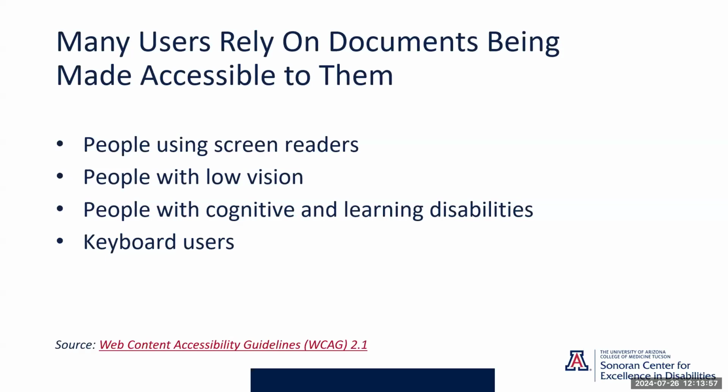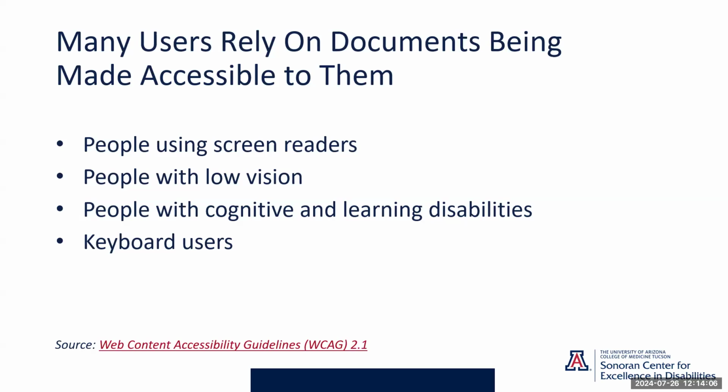And in fact, in addition to people with vision impairment, having documents that have been made digitally accessible is essential for many other users too, including people with cognitive and learning disabilities. They may be using software that only shows the main content of a document, and that only works if a document is correctly tagged and structured.